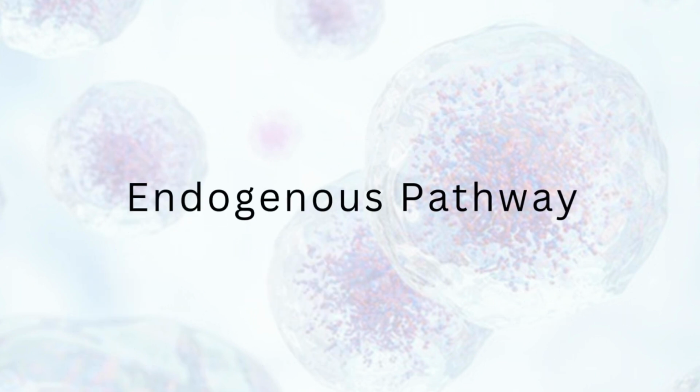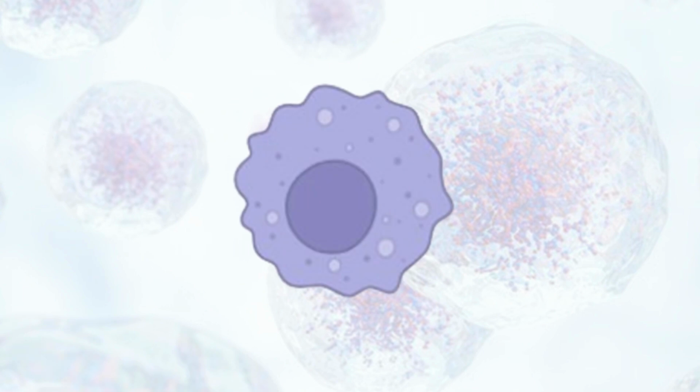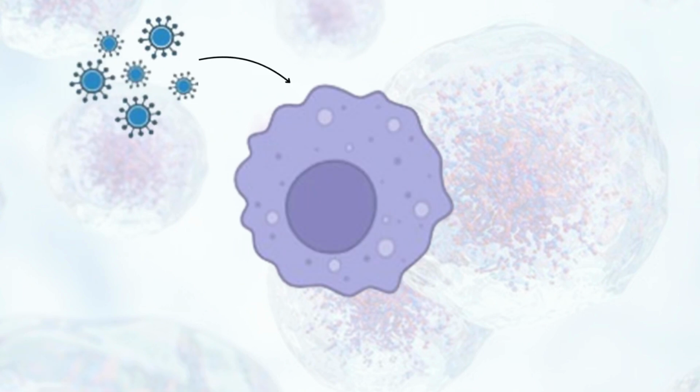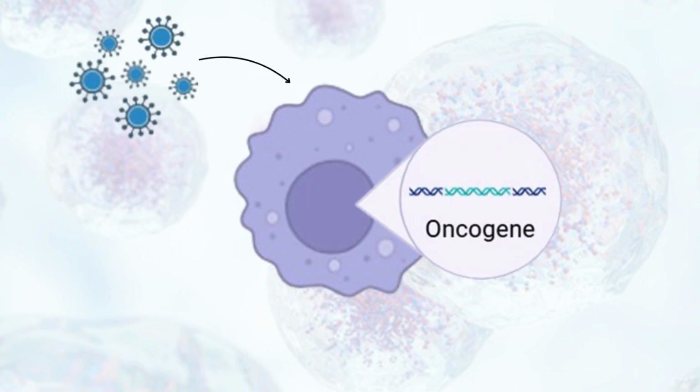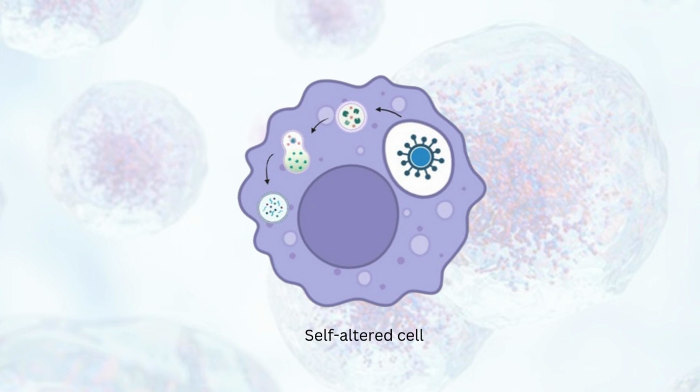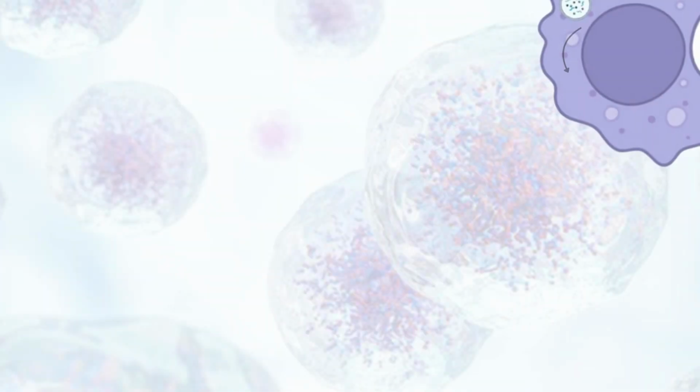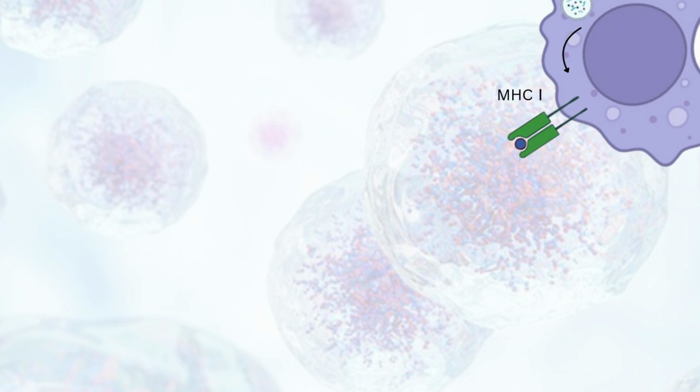Now let's talk about the endogenous pathway. In this case, due to viral infection or the presence of any oncogenes, cells become self-altered. These self-altered cells degrade these endogenous antigens, which can be either a virus or an oncoprotein, into smaller peptide fragments by the action of proteasomes, and present them on the surface of these cells through major histocompatibility complex class I.